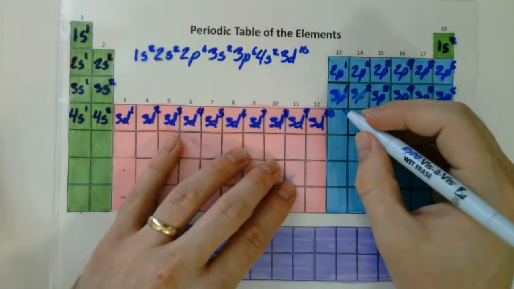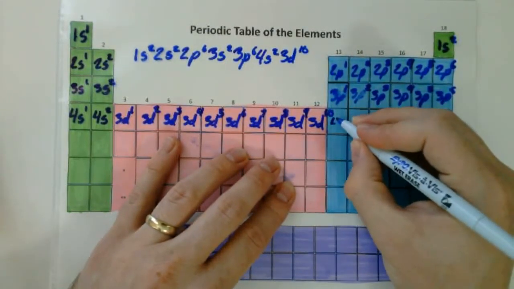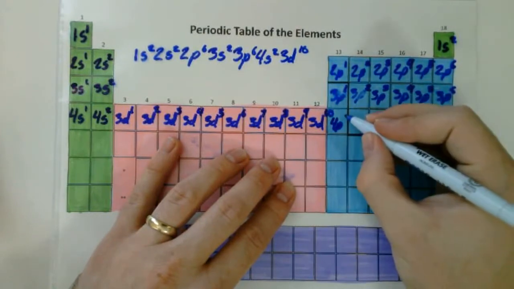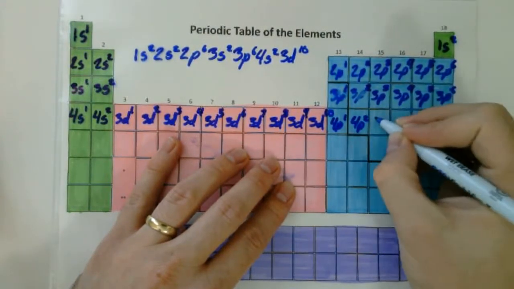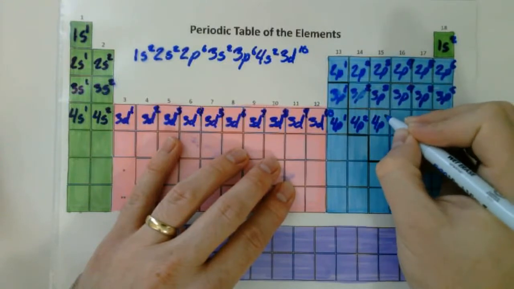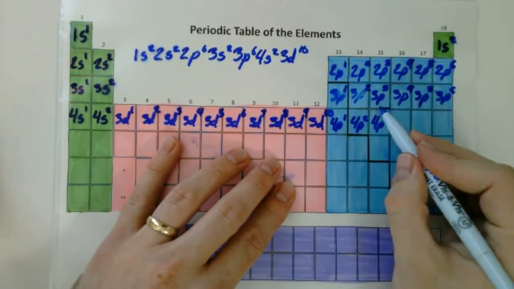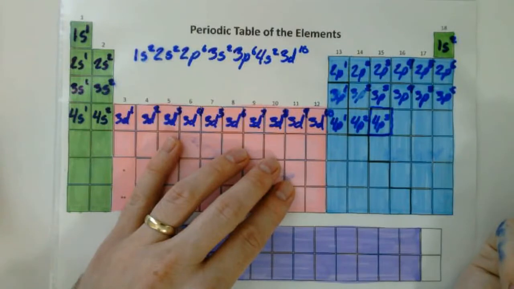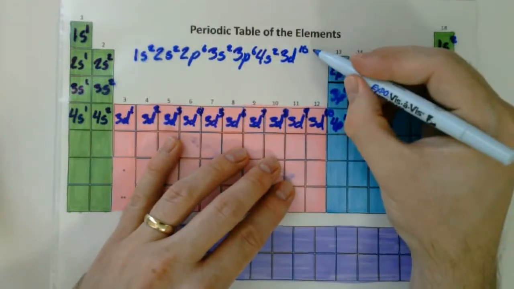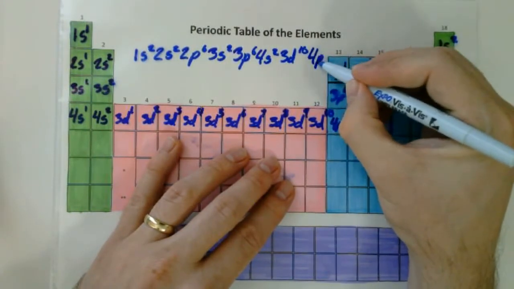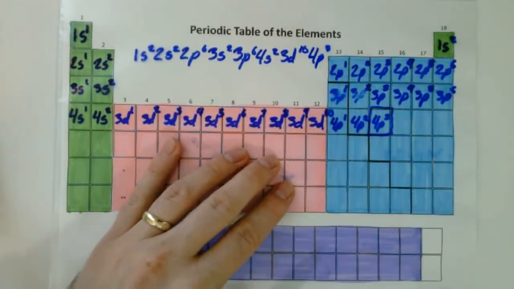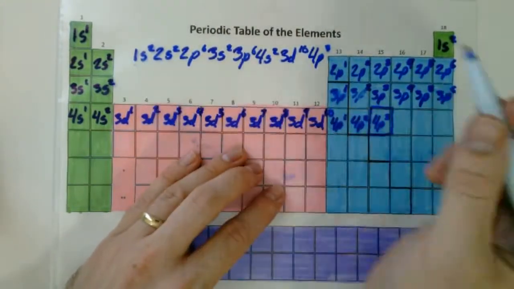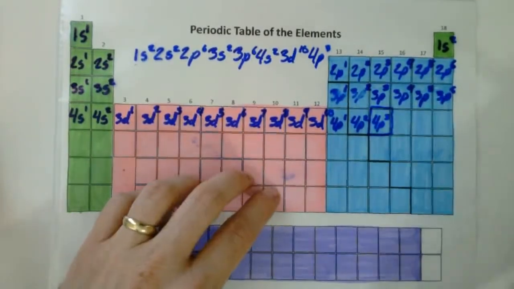So we're at our 4p. We're going to put 1 in 4p, 2, 4p, 3. And so right here, this is arsenic, and that is a total of 33 electrons. And we put in the 4p3. So this is arsenic's electron configuration written out. And we've got 33 total electrons there.